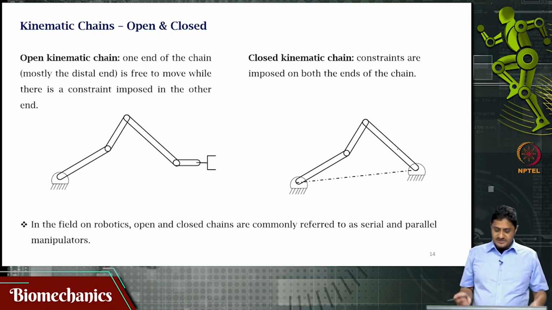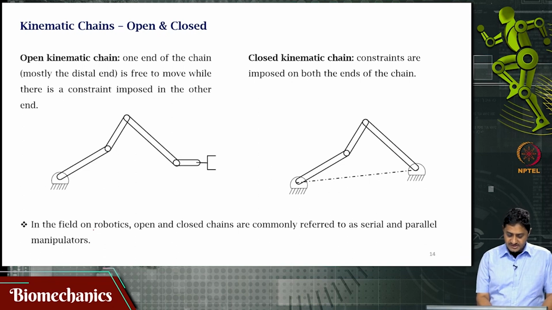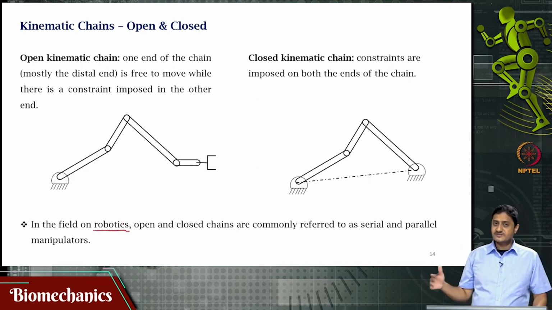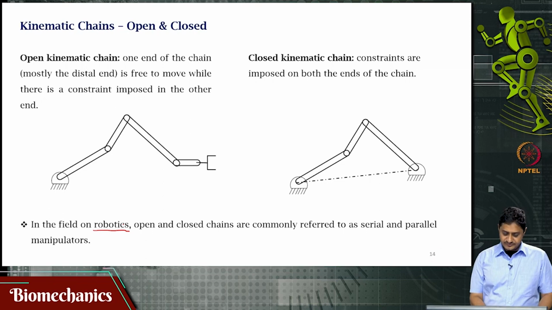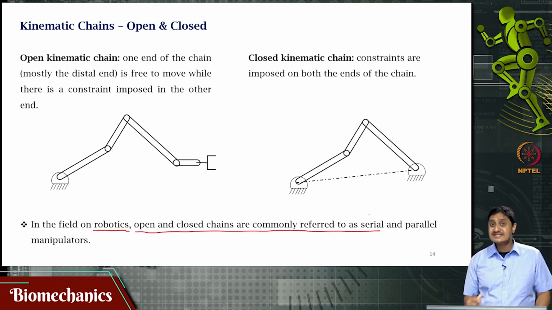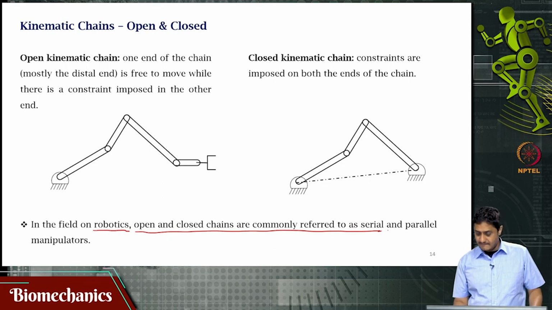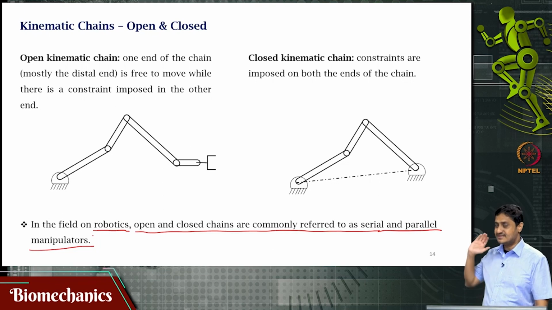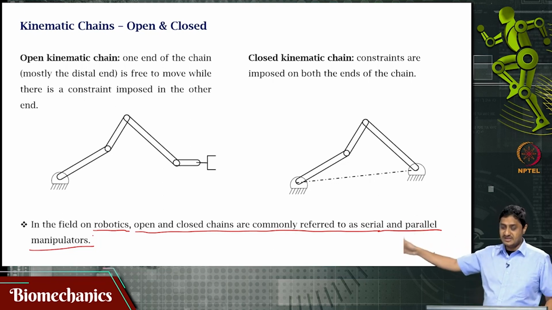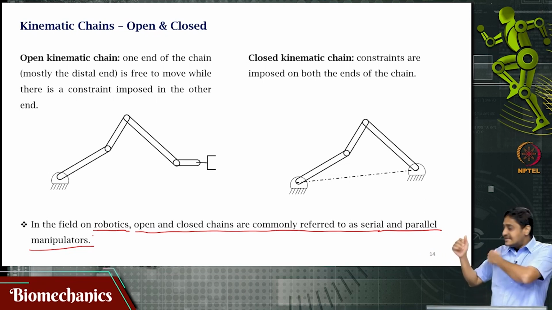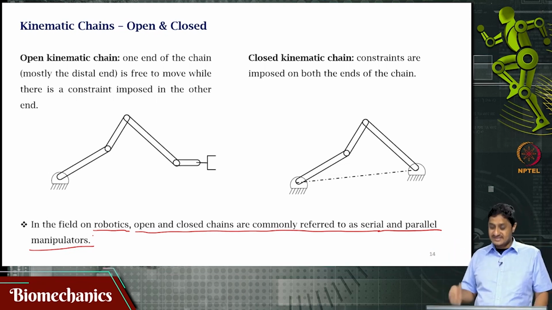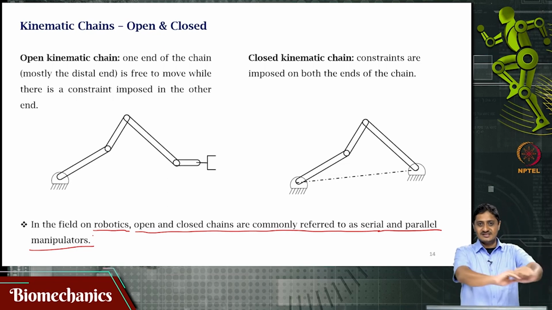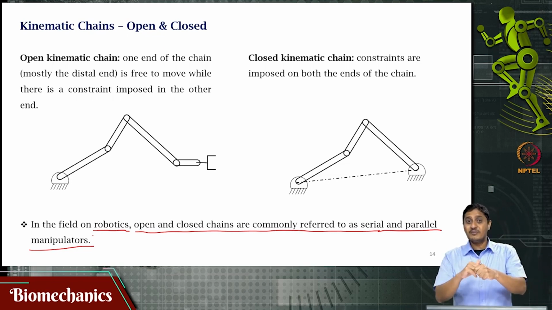So, for the purpose of discussion in the field of robotics, this is a sister discipline for us. Open and closed chains are frequently referred to as serial and parallel manipulators. So, the open chain is called a serial link, a serial manipulator, whereas in this case these two serve as a parallel manipulator.